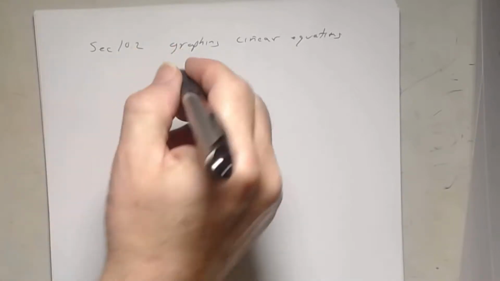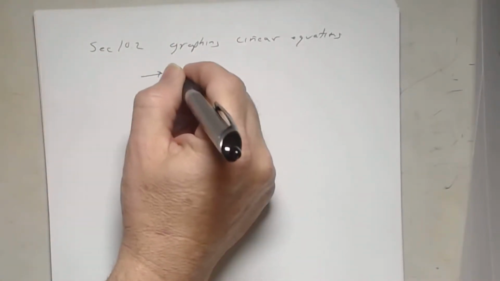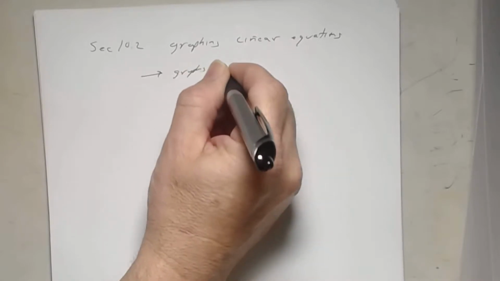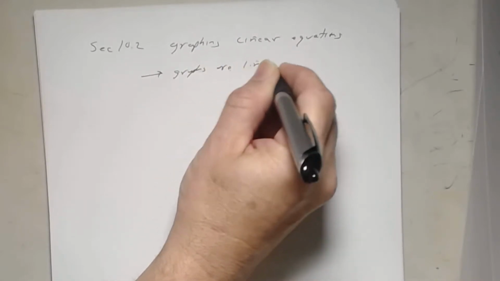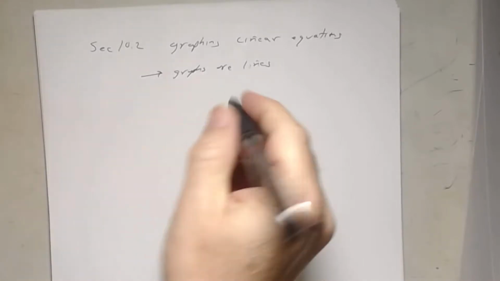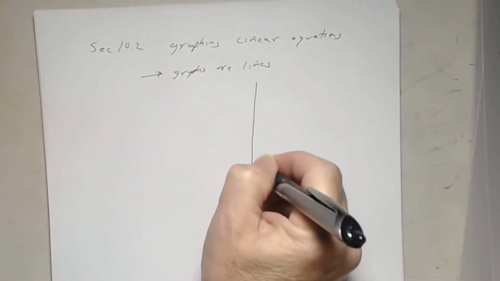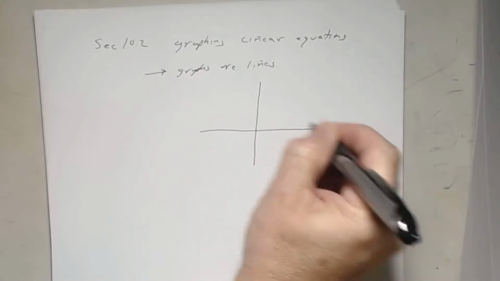All right. Now, when we graph these linear equations, the word linear is the word line. So when we graph these equations, the graph's going to be a line. So just make a note that the graphs will be lines. And we're graphing lines in a coordinate plane, a Cartesian plane.